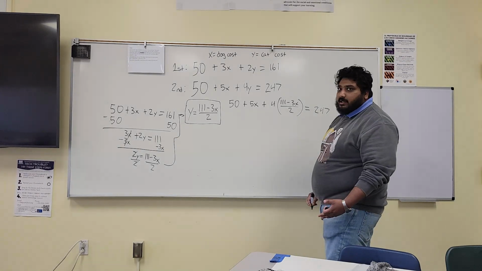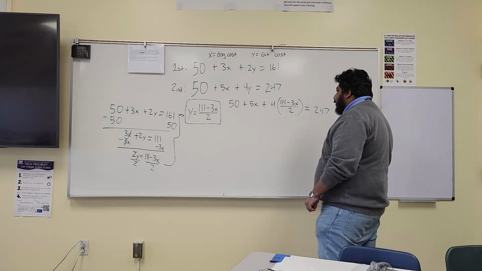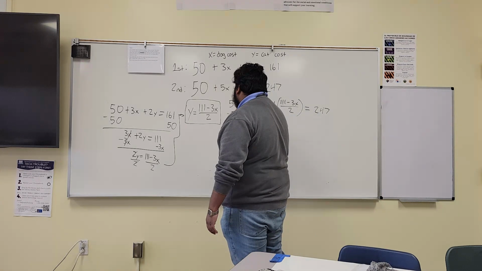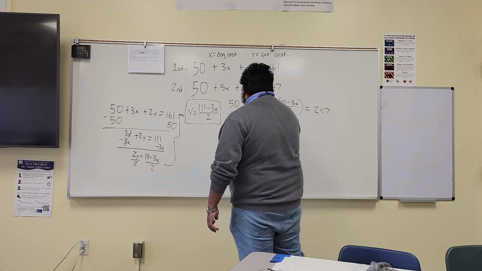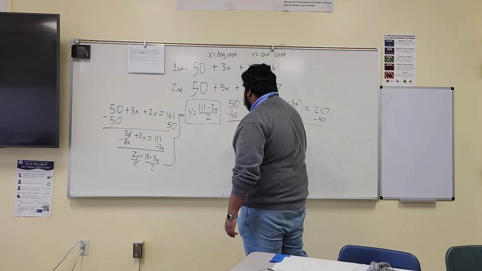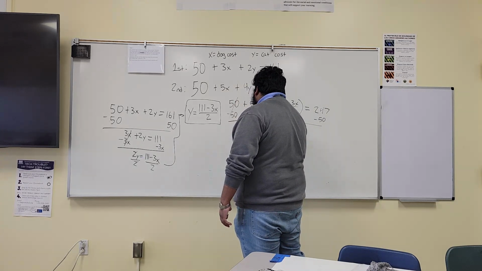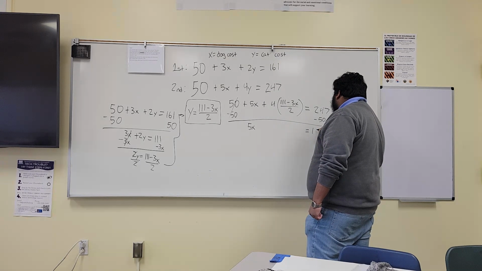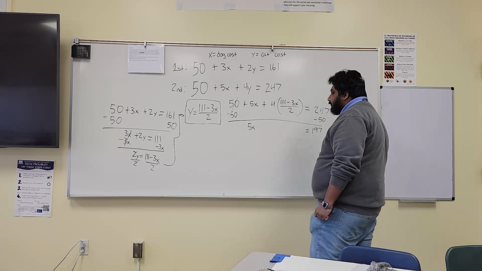Now, just like we did before, we can do a couple steps right away. We will subtract 50 from both sides. Right, these are going to cancel out, it's going to be 0. We'll bring the 5x down, and then this will become 197.